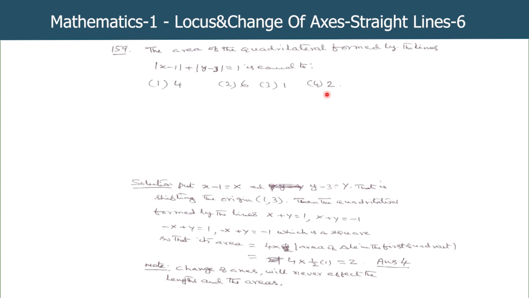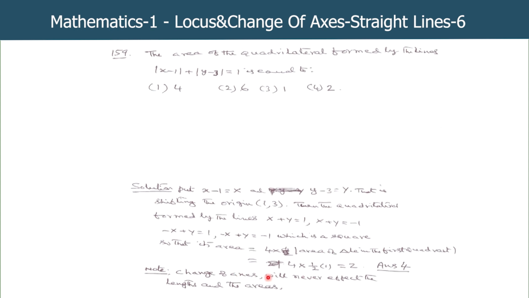It is a square whose area is 4 times the area of the triangle in the first quadrant. So, that area is simply 4 times the area of the triangle in the first quadrant, and that is 4 into 1/2, which is equal to 2 square units. Here I have also written, change of axis will never affect the lengths and the areas. So, option number 2, the correct answer is area 2.